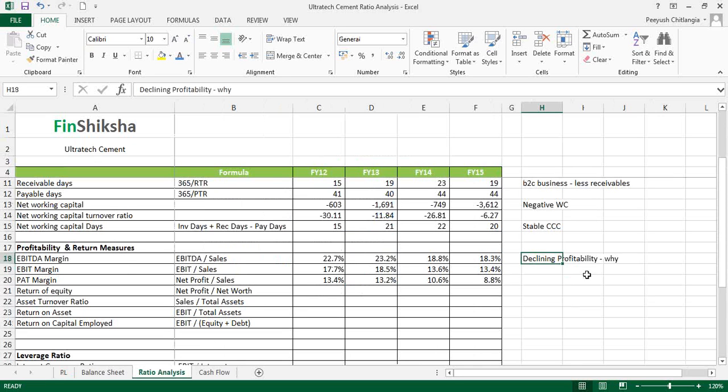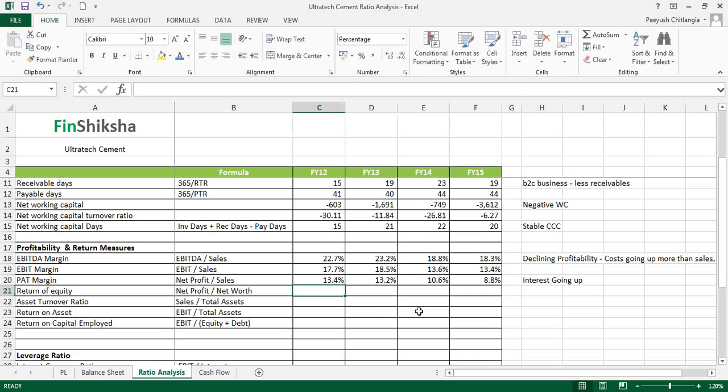So now we get the declining profitability. The why has been sort of answered. Costs going up more than sales, and interest going up. In fact, interest going up is more on the PAT margin front. Interest going up here, right? So we have an analysis on why this is happening.